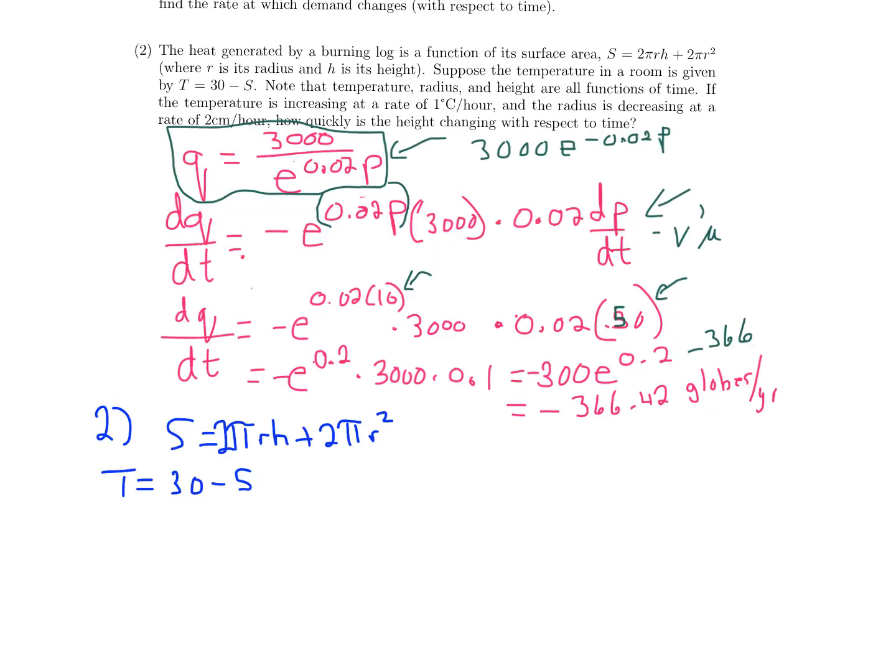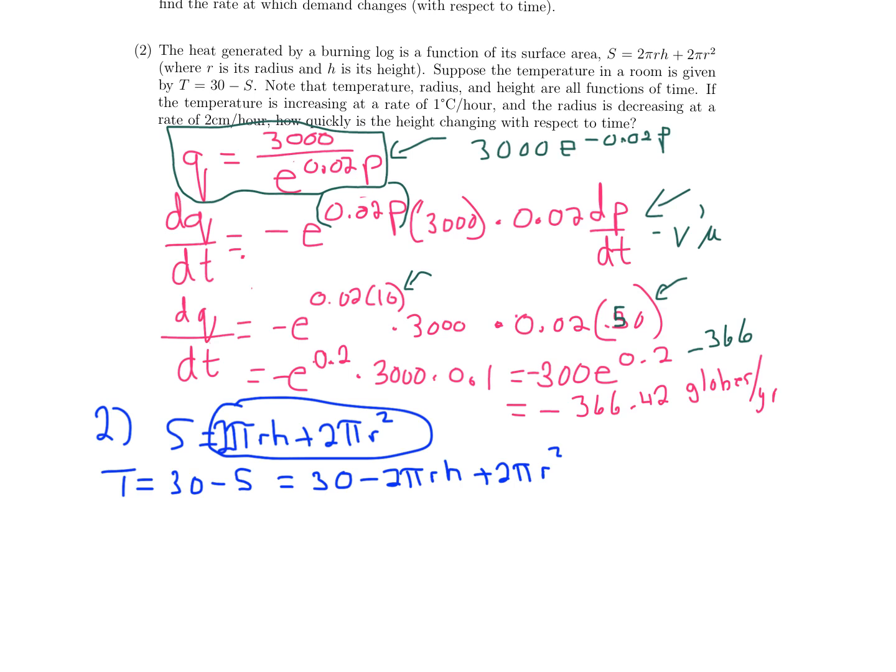All right, so for question 2, I just wrote out the formulas that we were given, and we have S, and then we have a T formula. So we're going to take the S. If we are being asked for the change, they're giving us dT, the change in temperature over time. The radius is decreasing. They're giving us that rate. How quickly is the height changing with respect to time?